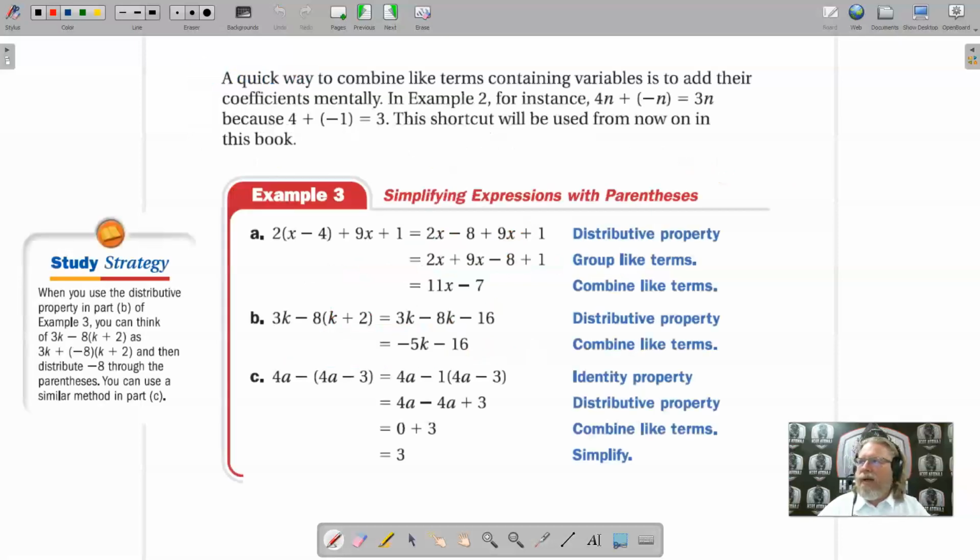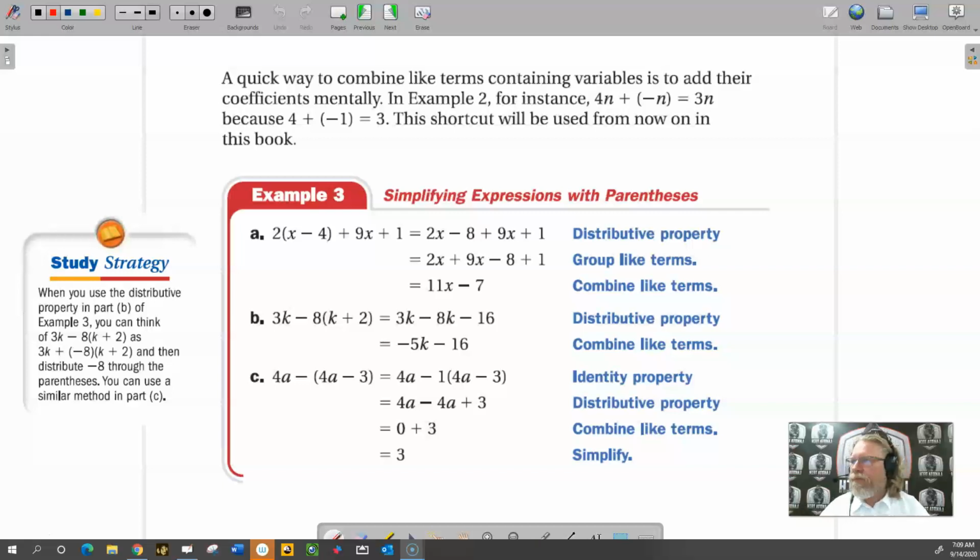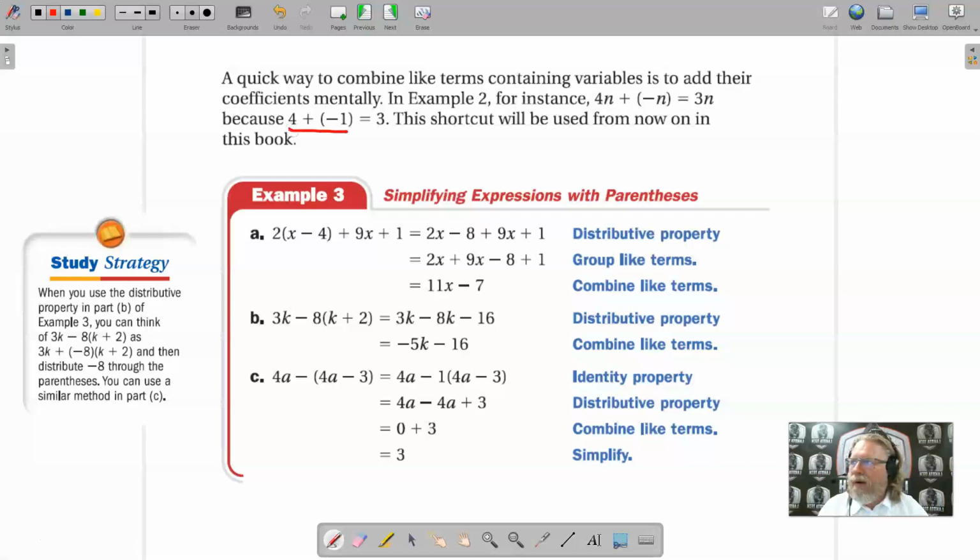So a quick way to combine like terms, this is the shortcut that I was talking about earlier. A quick way to combine like terms containing variables is to add their coefficients mentally, right? So you could do it in your head. You don't have to do the distributive property that we saw before. In example 2, for instance, we had 4n plus negative n, and we found out that it equals 3n. Well, that's because 4 plus negative 1 equals 3. And remember, we have a 1 in front of this n.